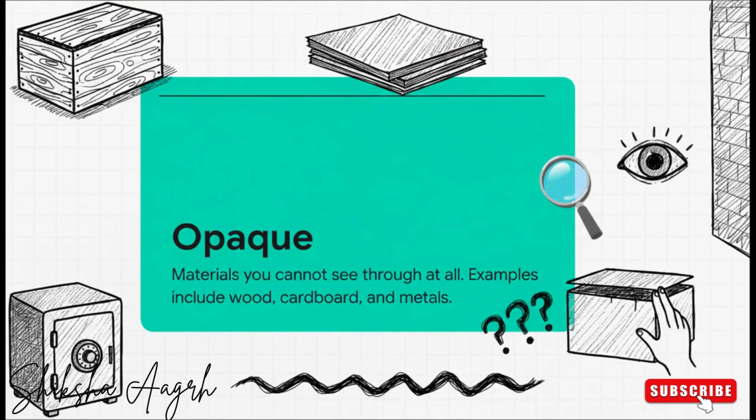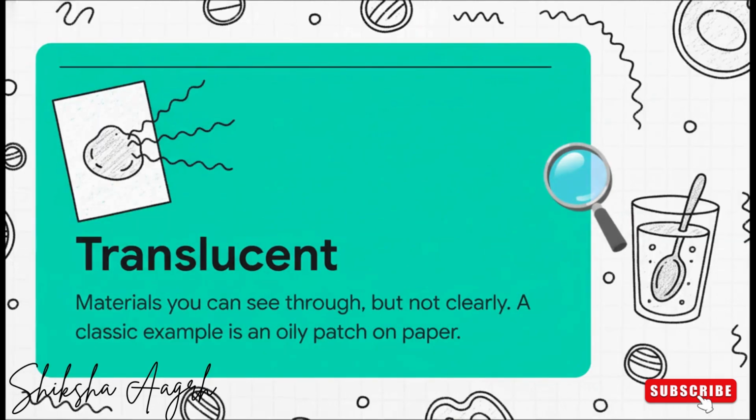Then you have the total opposite, opaque. Think of a wooden box or a metal can. Light can't get through at all. You have absolutely no clue what's inside just from looking at it. And then sitting right there in the middle, you have translucent. This is where some light gets through, but everything looks blurry and fuzzy. The classic example, that oily spot on a piece of paper. You can see light through it, but you definitely can't make out any details on the other side.